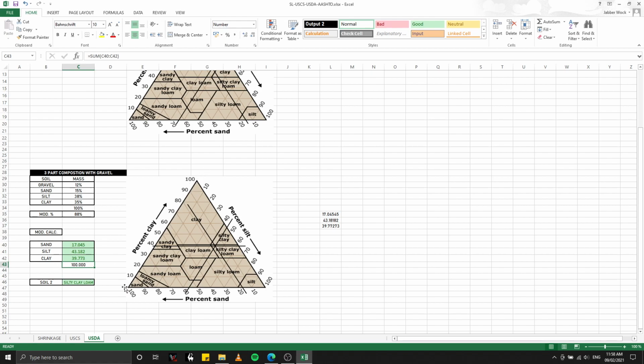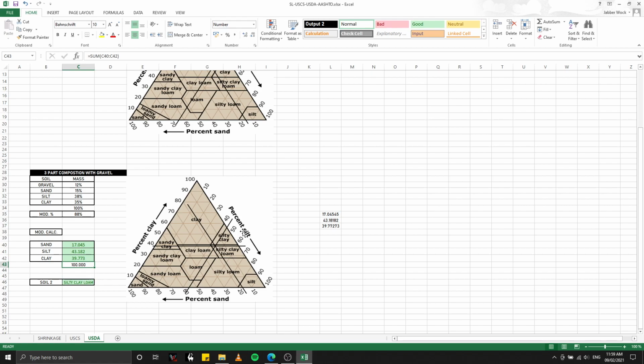So, since nakuha na natin yung modified percentage ng each part, pwede na natin siyang i-plot sa ating soil triangle. Okay? So, for sand, okay, ang sand natin is 17. So, malapit kay 20. Next is si silt. Silt is 43, which is right here. Now for clay, we have 39.773, almost 40. So, around here. So, saan siya nag-converge? Nag-converge ang ating soil or ang ating calculations kay silty clay loam. So, ang ating soil number 2 is silty clay loam.